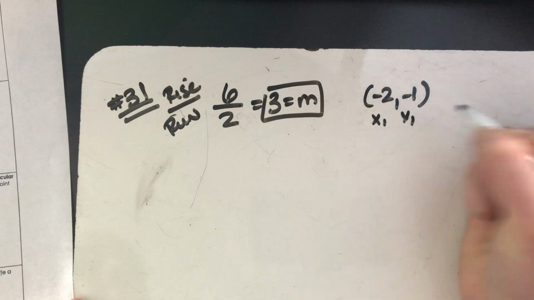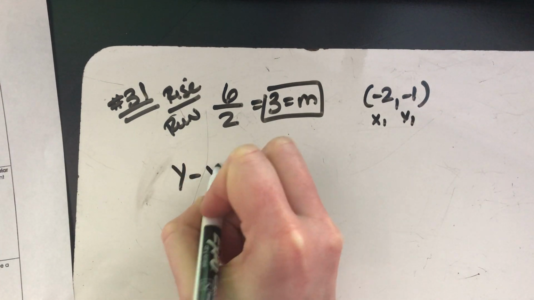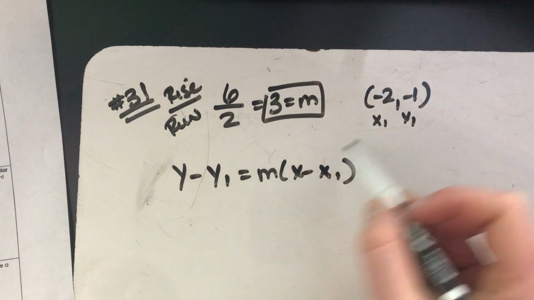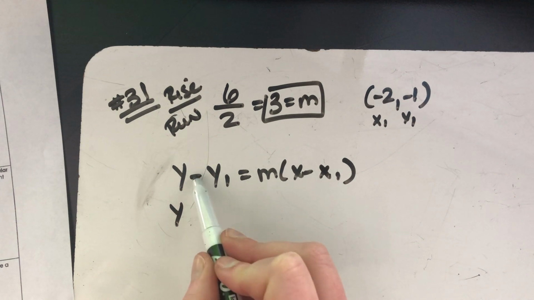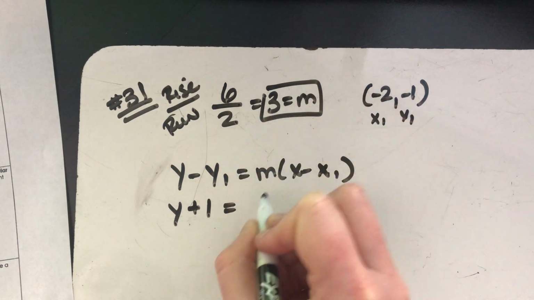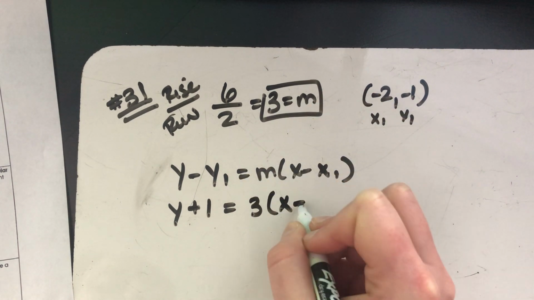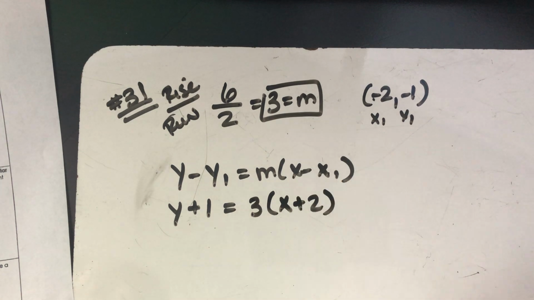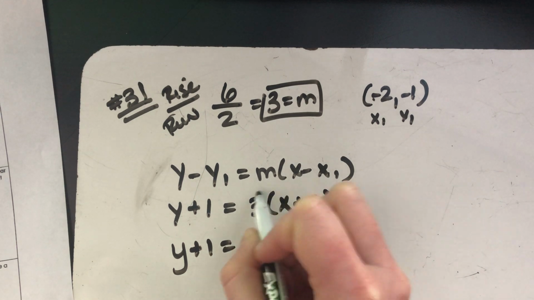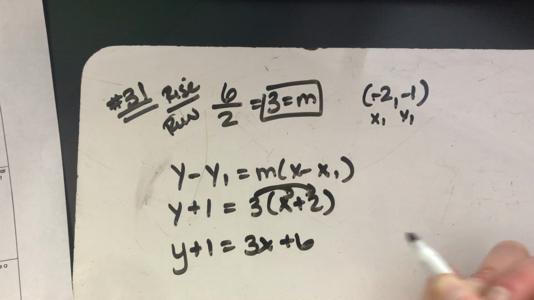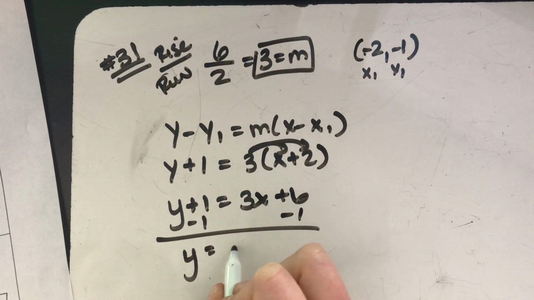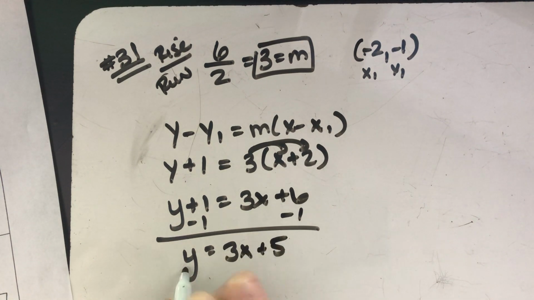So I have x1, y1. I'm going to plug it into my point slope form. So y1, this is where you need to be careful, minus a negative makes a positive 1. Slope, we counted on the graph, it's 3. And then x minus a negative makes a positive 2. Now I distribute. I get 3x plus 6. Almost there, need to subtract 1. So that way I have y equals 3x plus 5. Y is now by itself.